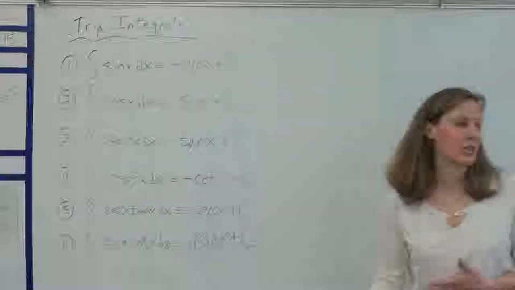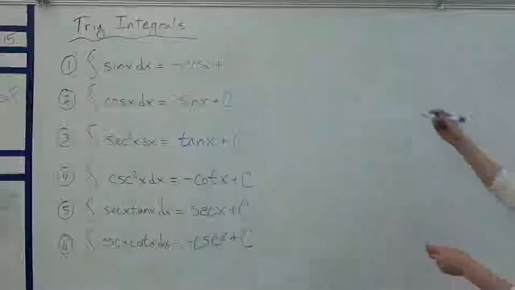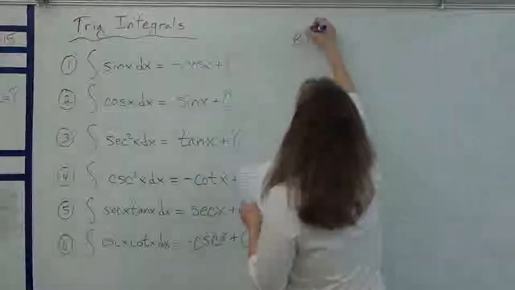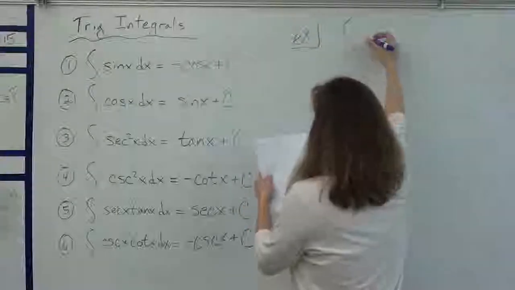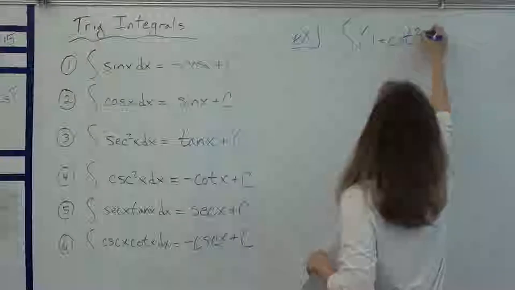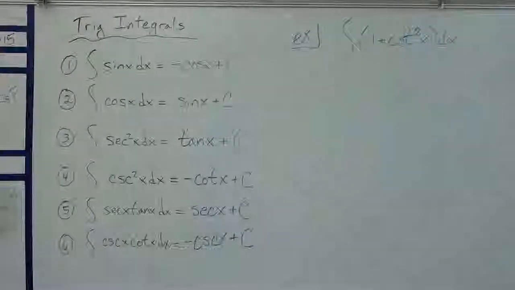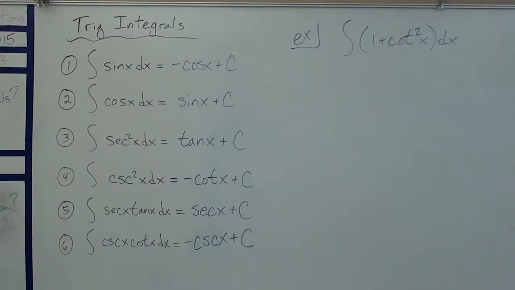Now, obviously, we're not going to just sit there and say, what's the integral of secant tangent? So we've got to add a little spice to it. For our first example, we're going to see if we can find the integral of 1 plus cotangent squared. You look through your list of six and it's not up there, but you can convert this one. What do we do?